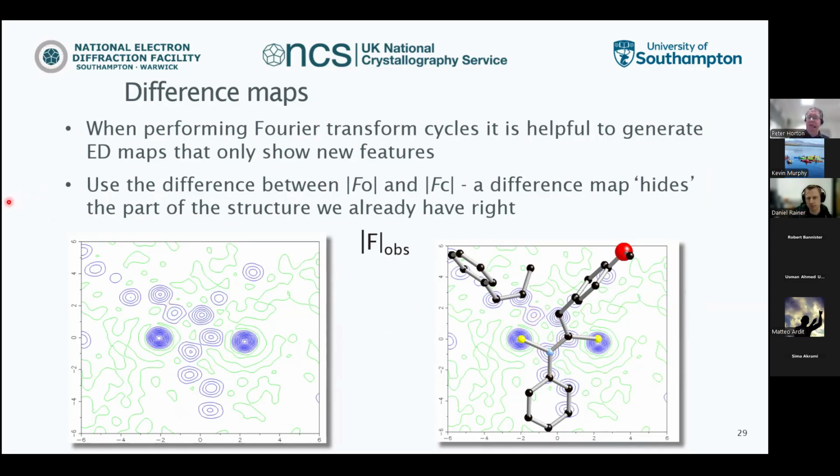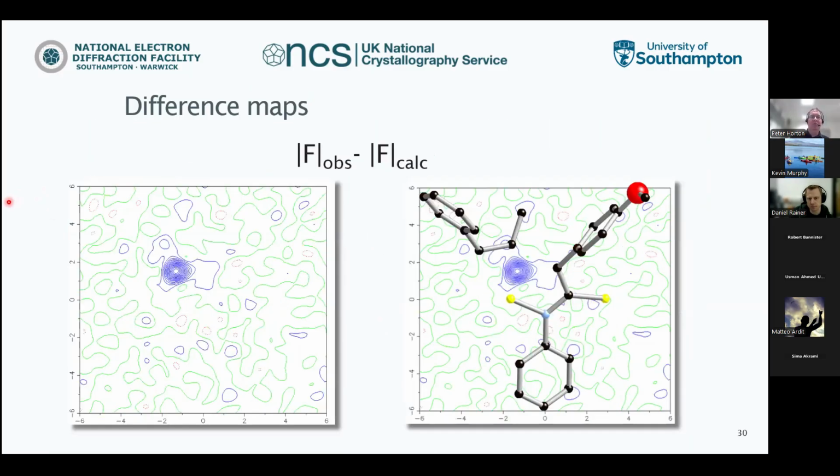So one of the things we do instead is we do difference maps, where we actually take our observed and remove it from the calculated and see what's left. So this is basically what electron density is left. And here it suddenly becomes much more obvious that there's something here and there's an atom we should be actually putting in the structure and improving it.